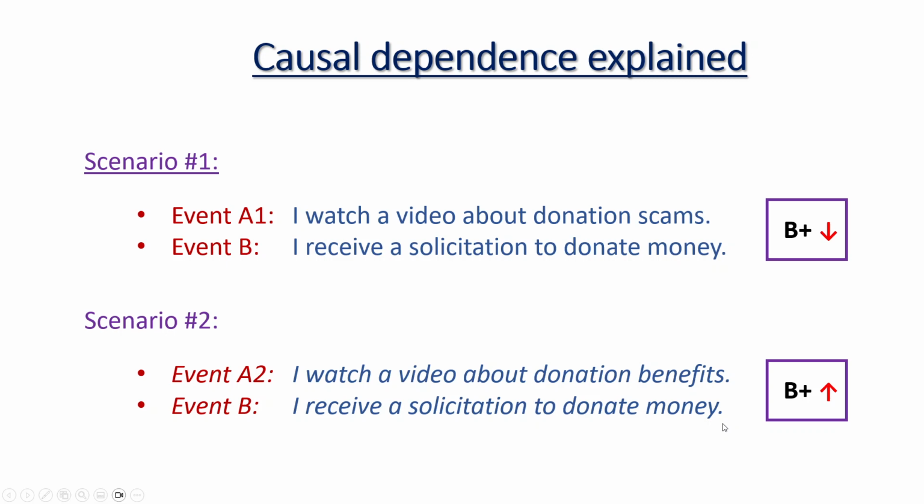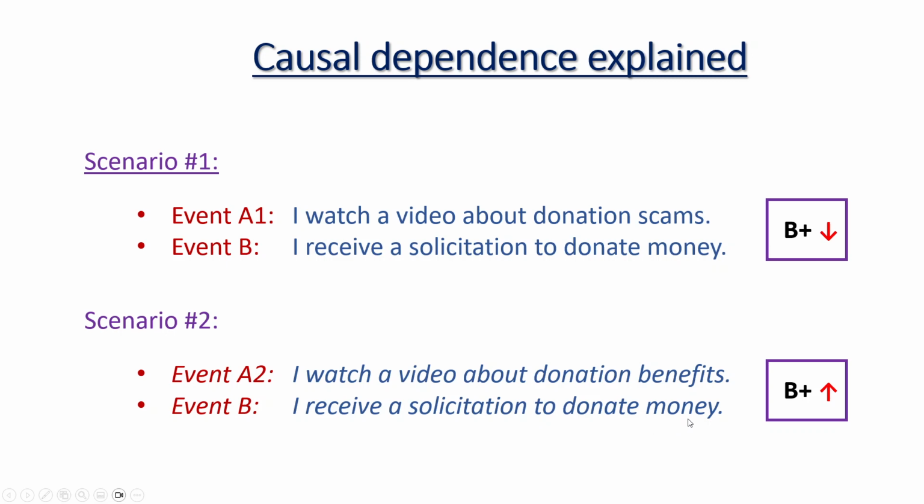Allow me to give you a different example in order to clarify the intuition behind the concept of causal dependence. Consider the following situation. Event A1: I watch a short video about donation scams. Event B: I receive a request to make a donation for some humanitarian cause. Now consider an alternative scenario. Event A2: I watch a video about an impressive social result produced by a number of modest donations. Event B: I receive a request to make a donation for a similar cause.